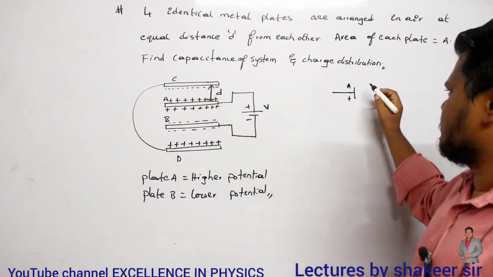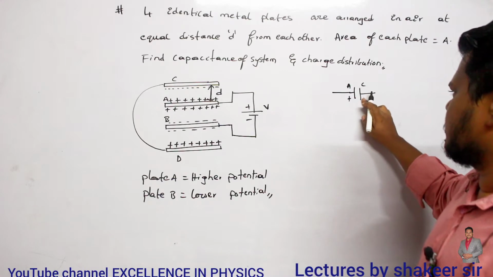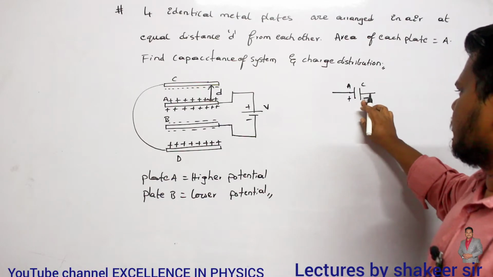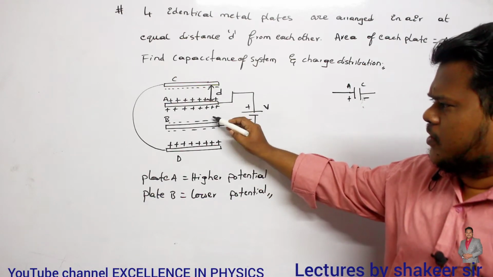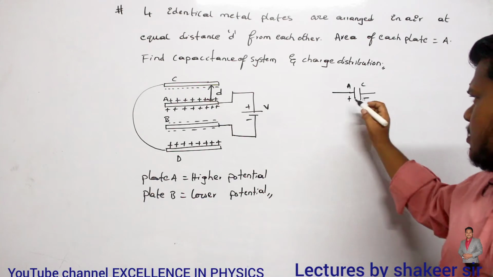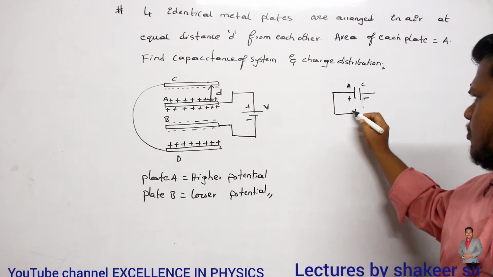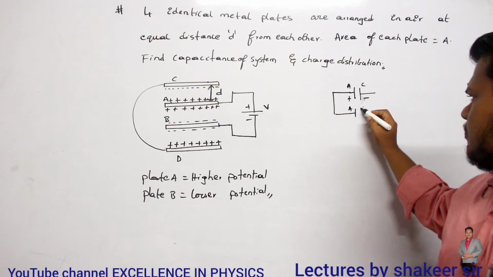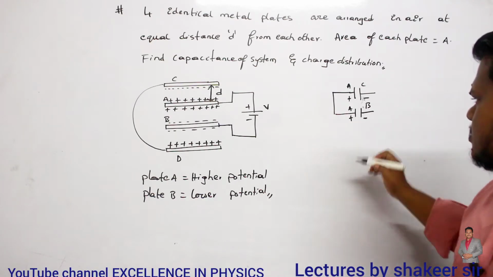So A and C will form one capacitor. A and C: this is a positively charged plate and this is a negatively charged plate. From the same A, one more capacitor is formed, which is a combination of A and B plates. A is at the same potential, so from A only we go to one more plate, plate B. This is also positive.